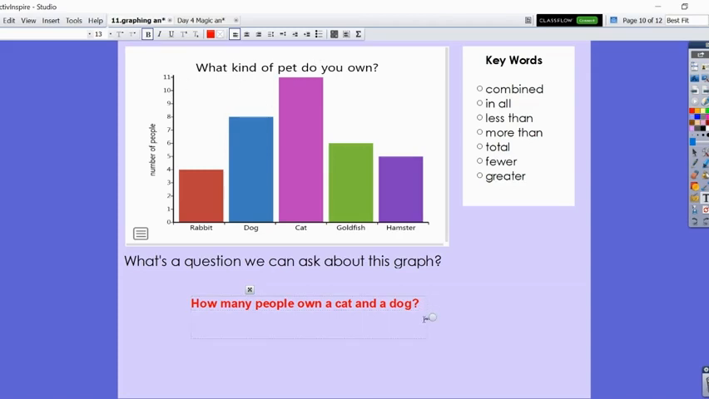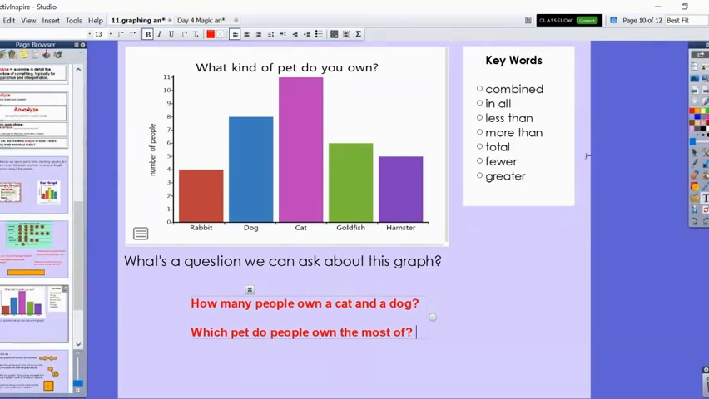Or we could ask ourselves, which pet do people own the most of? And that answer would be the cat because it's got the biggest section here. Good. Here's also some keywords that you can use: combined, in all, less than, more than, total, fewer, and greater.